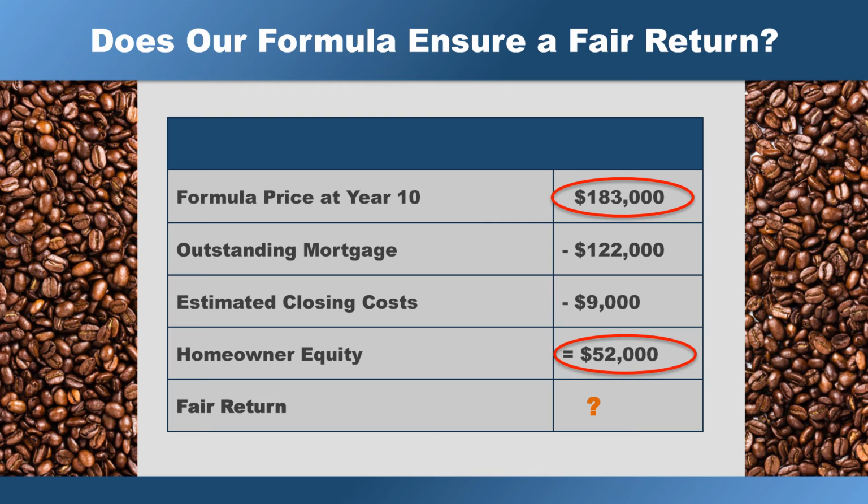Now we know that a 22% increase on the initial sales price will result in a formula price of $183,000 after 10 years and an estimated equity payout of approximately $52,000. Is that a fair deal when you compare that to the homebuyer's alternative of renting?